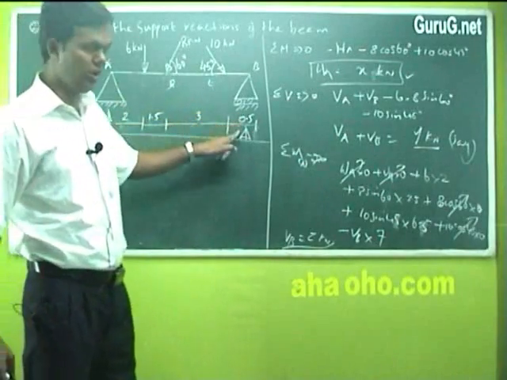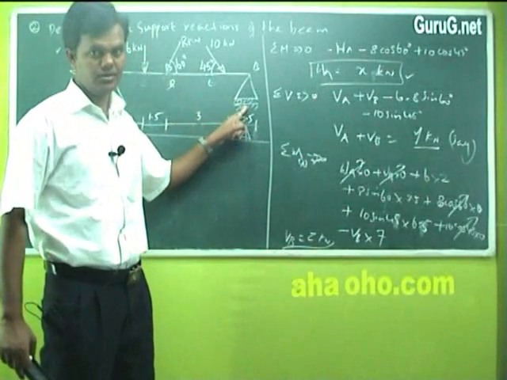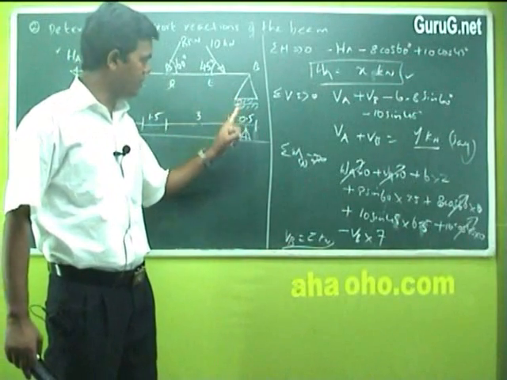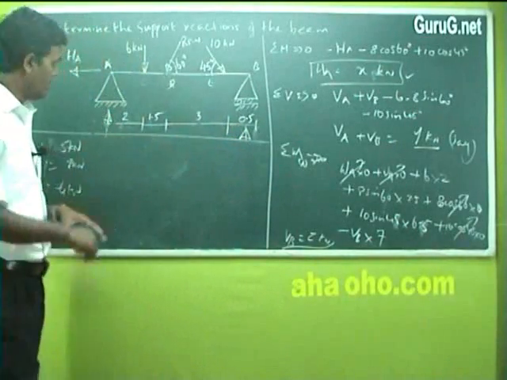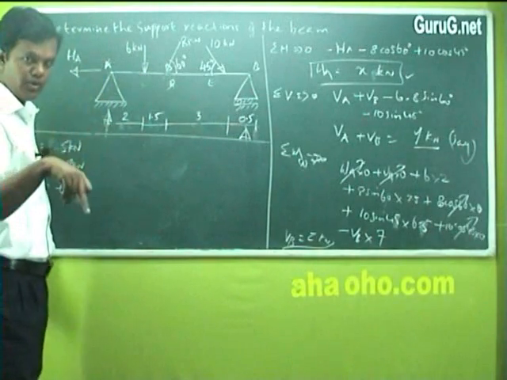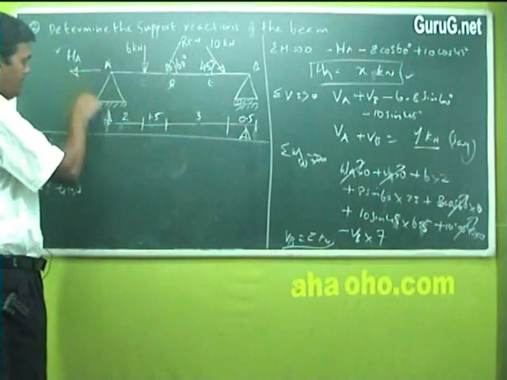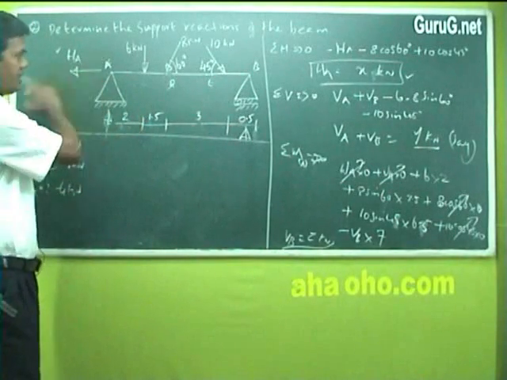This roller will take only the vertical reaction, right? The perpendicular value of this roller is VB, and you got a value for VB. But the hinge support will take an inclined load also. That is why we resolved it into two components, horizontal and vertical.